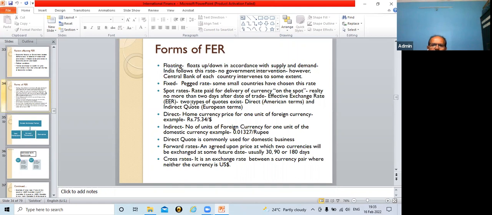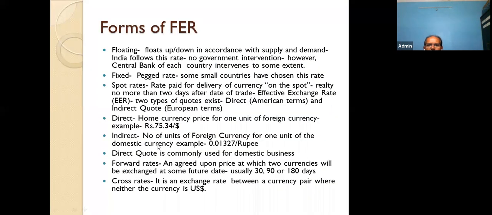So this was about economic numbers. Now we will talk about the types of foreign exchange rate. What are the types of foreign exchange rate? Types of foreign exchange rate.